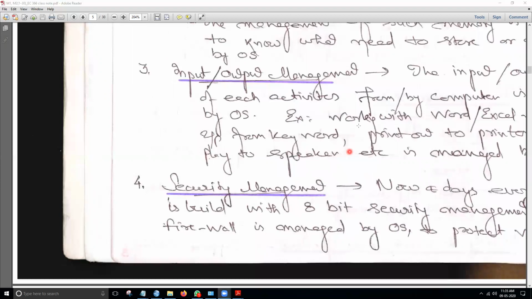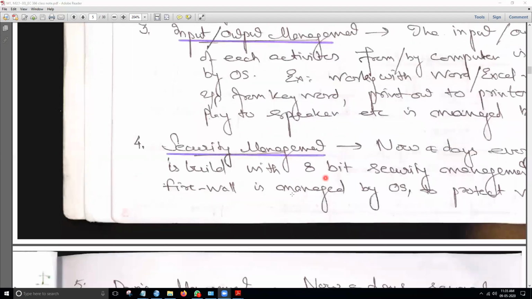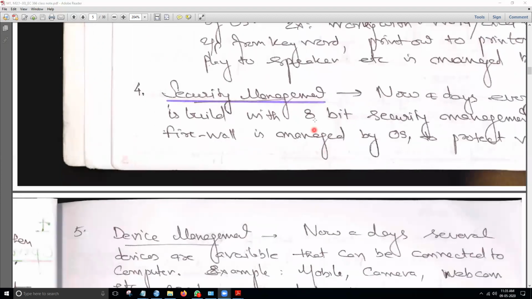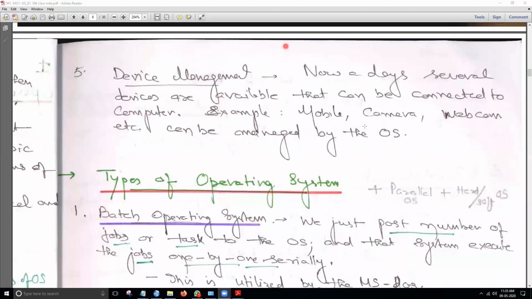All this is a part of this one. Then security management, how the security of the systems can be maintained. I have talked about it: if you are using an 8-bit or a 32-bit security system, that is encryption. That is what I mean to say. Device management is how you are going to handle all the devices.